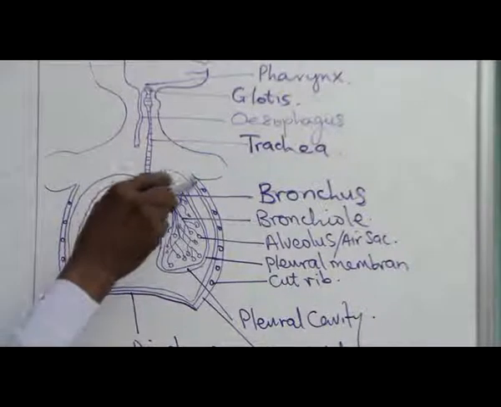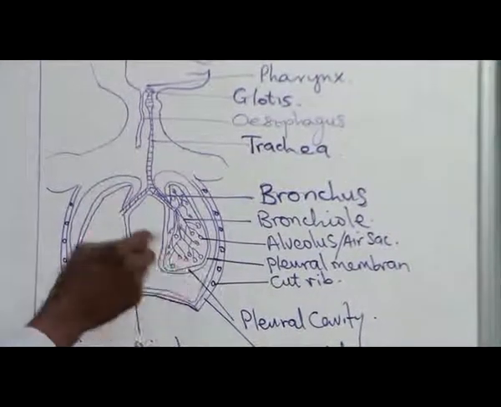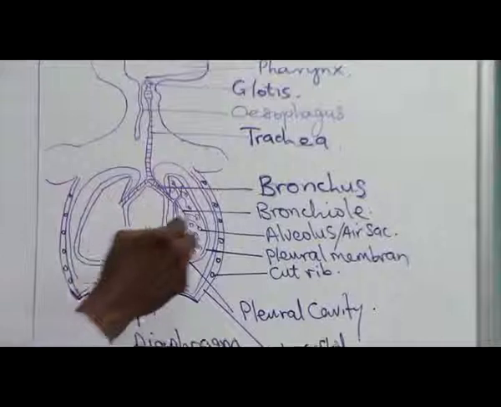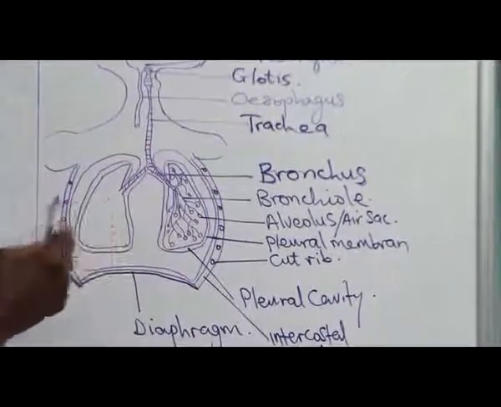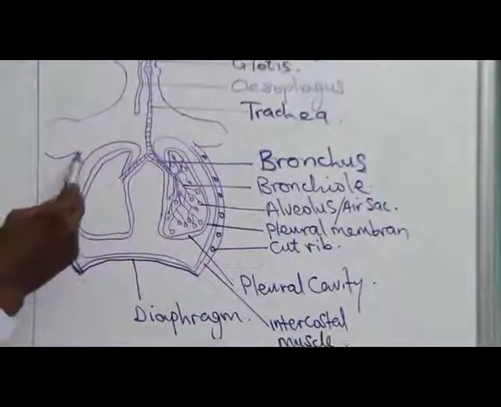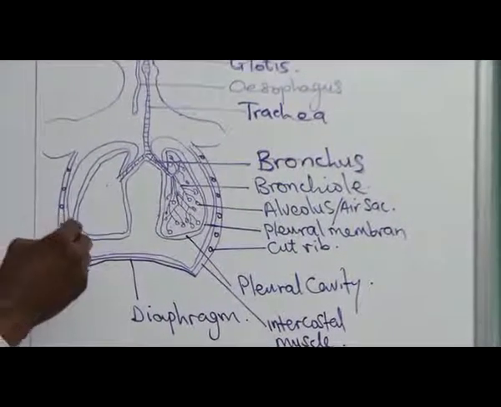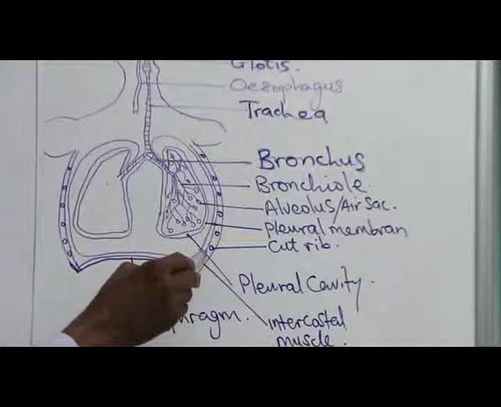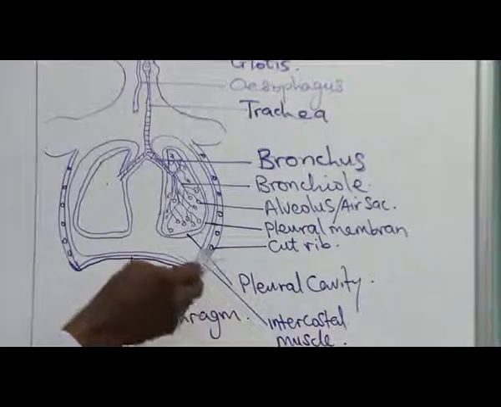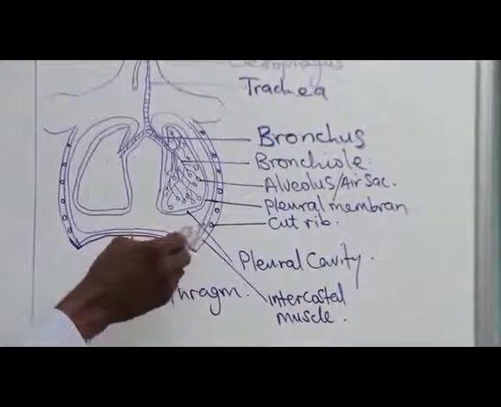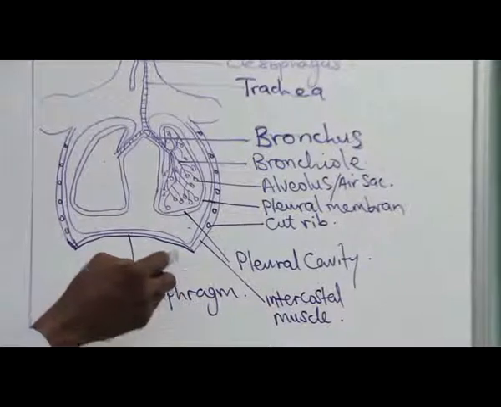Now, the ribs are by the side of the lungs. This is the lung. The ribs are covered with muscles, outside and inside. The outside is the external intercostal muscle. Inside is the internal intercostal muscle.